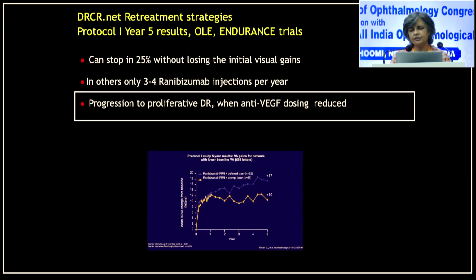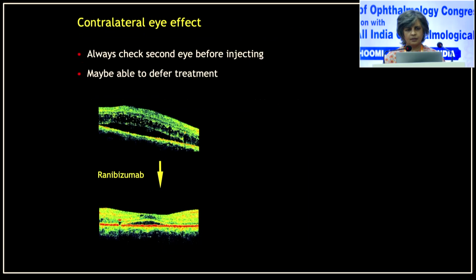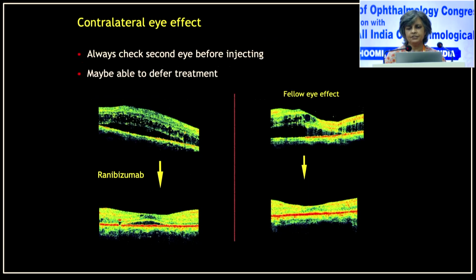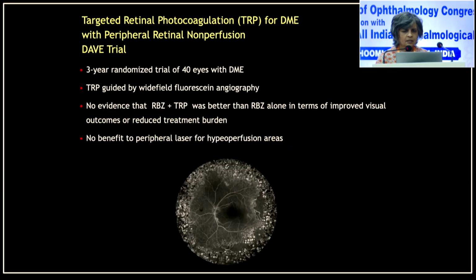The only problem with stopping injections is that there is a very high risk of progression to proliferative diabetic retinopathy when anti-VEGF dosing is reduced. Contralateral eye often benefits, so check the patient before injecting. We may not need injection in the other eye.